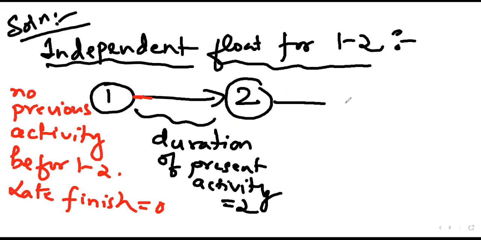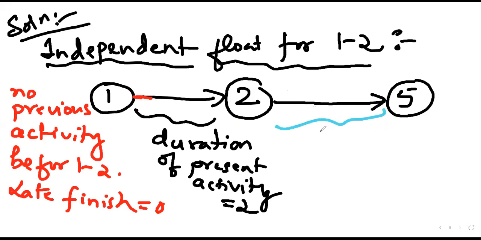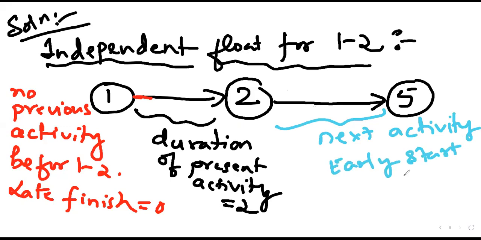2-5. So the next activity is 2-5. And what is the early start? 2 days itself. Is it right? Okay. So in which case, what will be the independent float for the 1-2 activity?